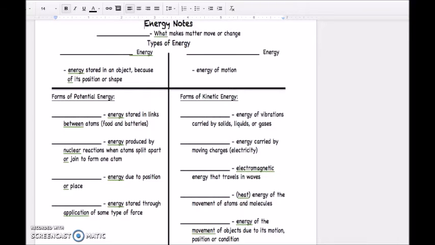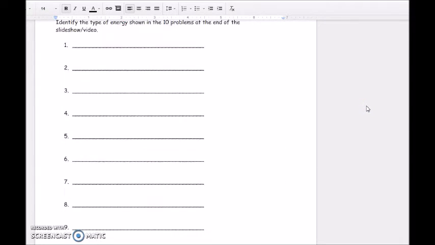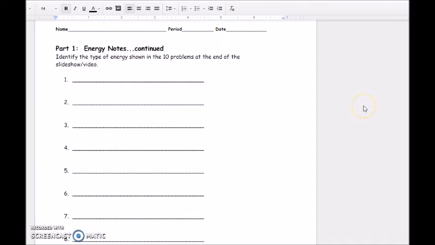All right, today we're going to be talking about energy, and we're going to be taking some notes on that. So you need to make sure you have this paper. As we go through and talk about the different forms of energy, you're going to write them down on this notes page. And then at the end of the video, we're going to go through some examples of different forms of energy, and you need to flip the paper over, and we'll tell you when to do that. Okay? So here we go, talking about energy.